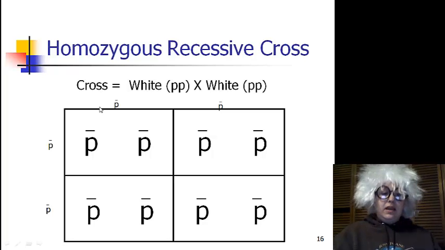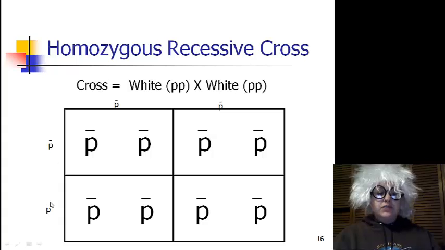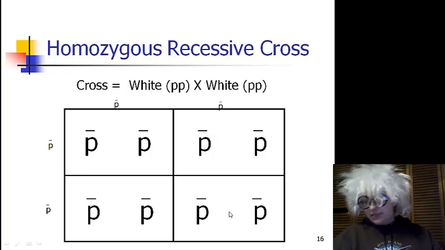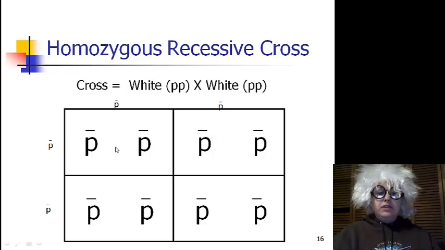Now with white, again, all of mine have the little lines over them to show that they are lowercase. Again, I'm going to take my lowercase p and bring it over here, and my other lowercase p and bring it onto this side. And then my second parent, my lowercase p, comes here, and my lowercase p comes over here. And then I bring them down, and across, and across. Now, little p, well, those are both white and white, so it's going to be white. So all four of these are going to be white.